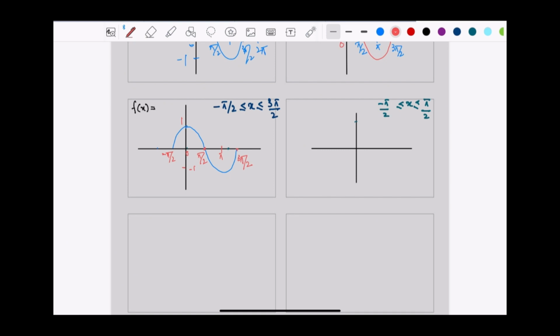The same case, -pi over 2. So from 0 to pi over 2, the cos curve looks like this. And from 0 to -pi over 2 is going to be like this. So -pi over 2 till pi over 2.